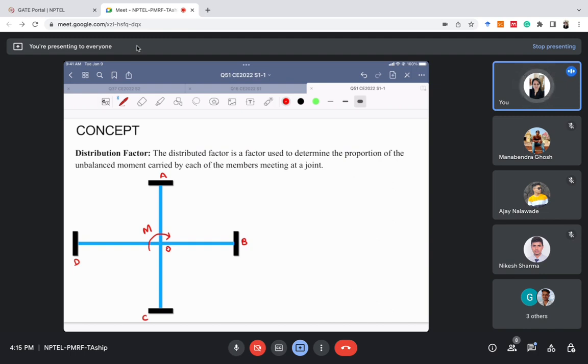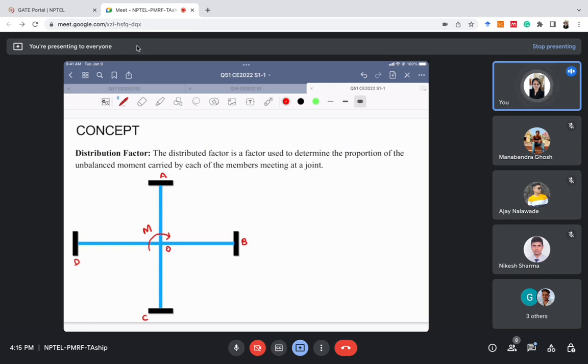So the value of moment shared by each member will be in proportion to the stiffness of that member. I'll repeat again: the value of moment shared by each member will be in proportion to the stiffness of that particular member. How will this concept be useful to you?